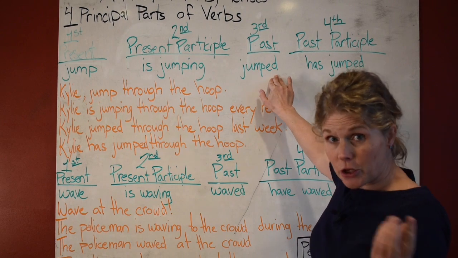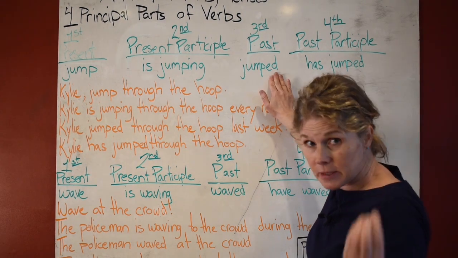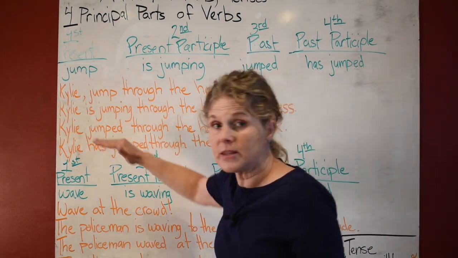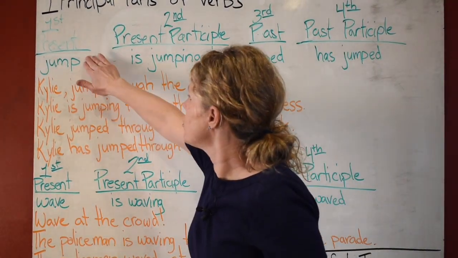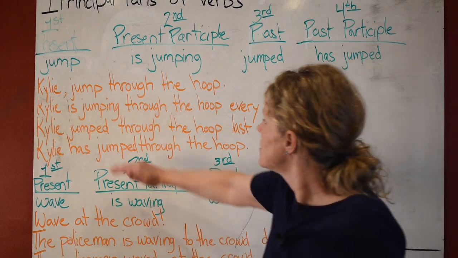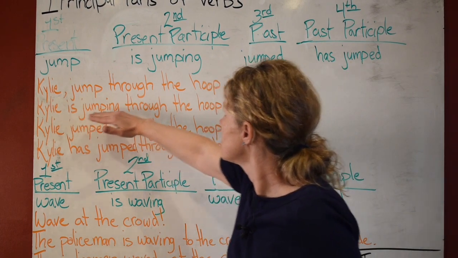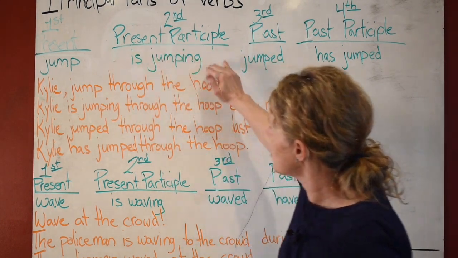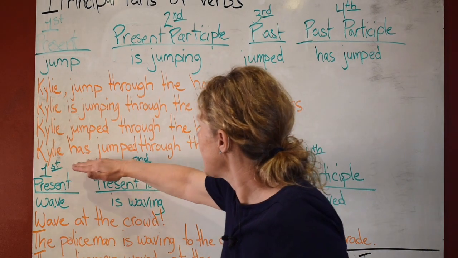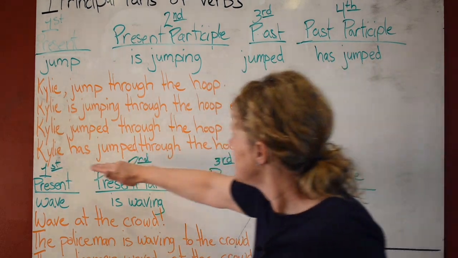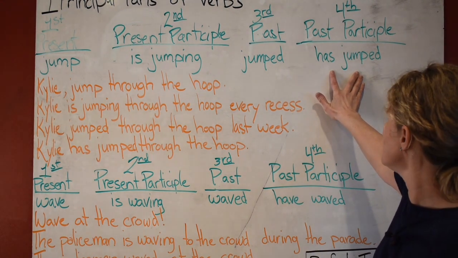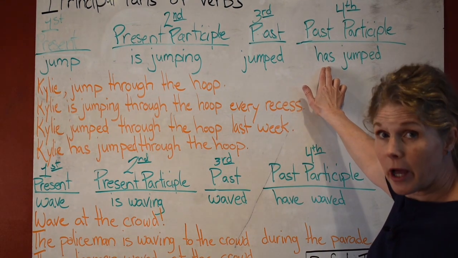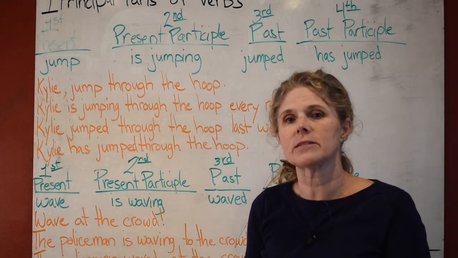Now, Kylie jumped through the hoop last week. See, now that's just in your past. That's not your past participle. This is your simple past, your simple present. This is your participle, your present participle. Kylie has jumped through the hoop. Now, has jumped, for your past participle, you're going to need a helping verb if you're using it as a verb.